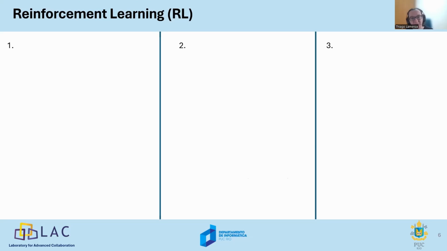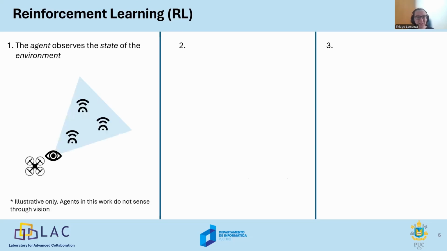And before we explain the solution itself, we need to understand what reinforcement learning is. Reinforcement learning is composed of three big steps. The first one is the agent observes the state of the environment. So I need to explain some words in that phrase. An agent is an entity that performs actions, basically, and it lives in an environment. The environment is everything that is not the agent itself, basically.